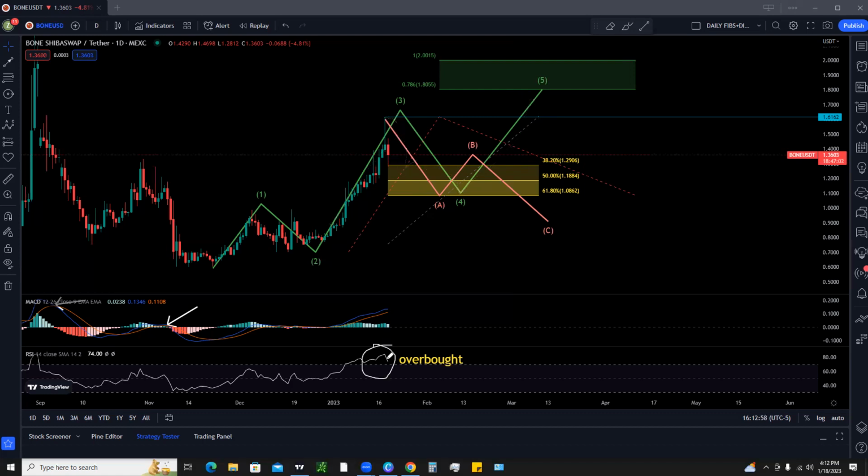Now we're still overbought, but just because we're overbought doesn't mean we can't go higher. Look over here. Over here, we were overbought at this point in time. And look, we still continued up higher.